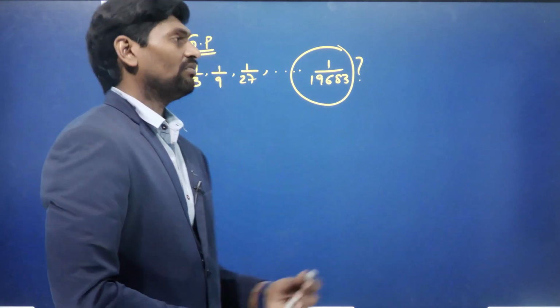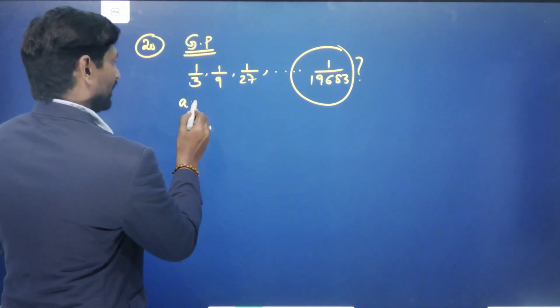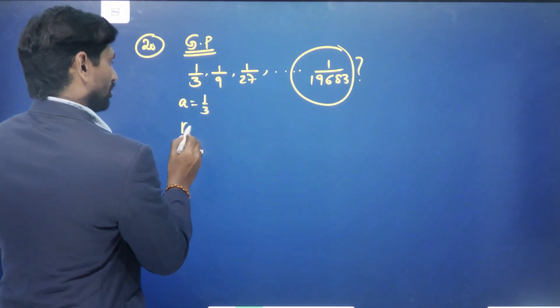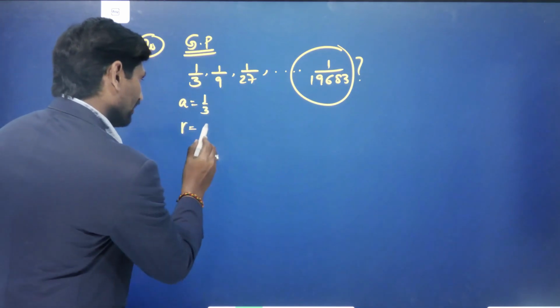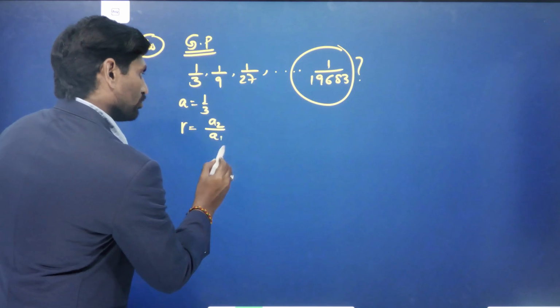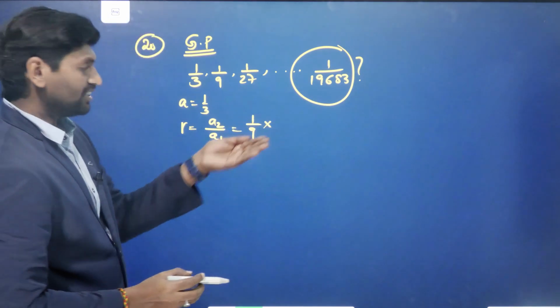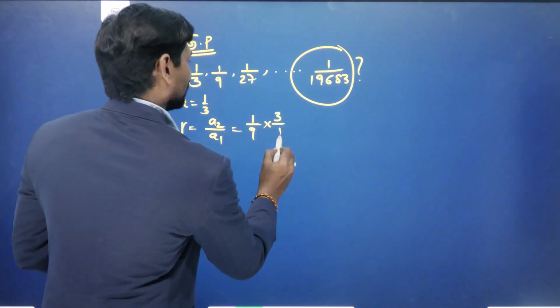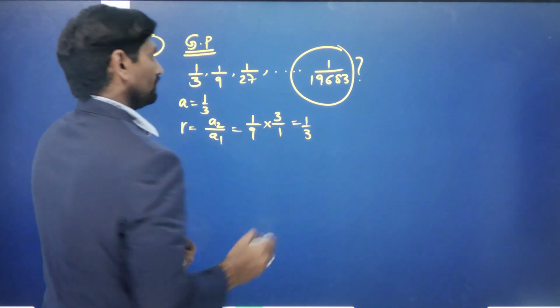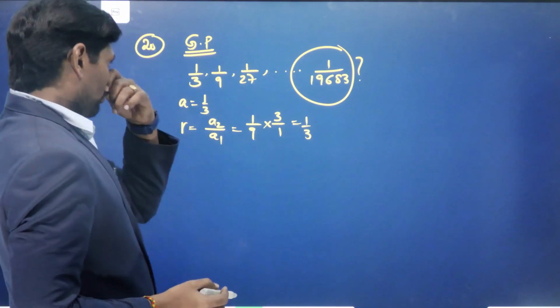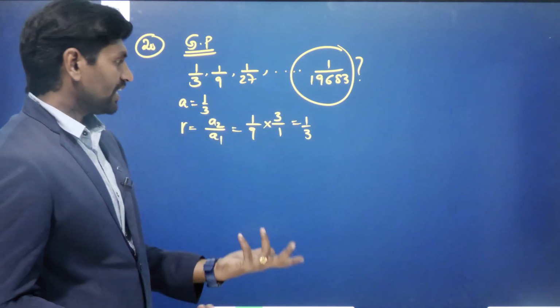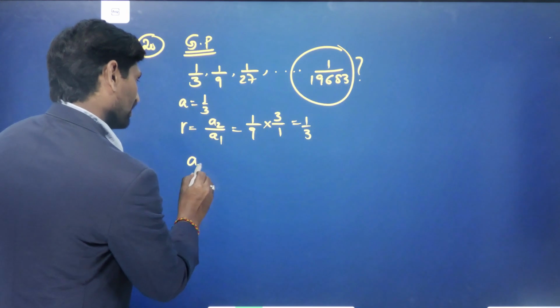Before that, what is the first term here? A value is 1/3. Find the common ratio, A2 by A1. A2 value 1/9 divided by A1 value 1/3. Take to the numerator, it will be 3/1. So that is also 1/3 after cancellation. Now which term is this one? That we don't know. Let us take that it is the nth term.